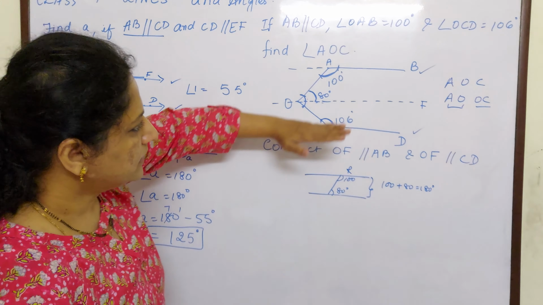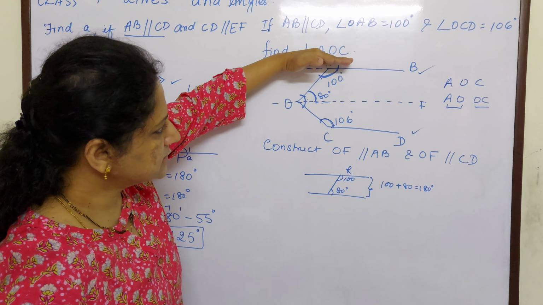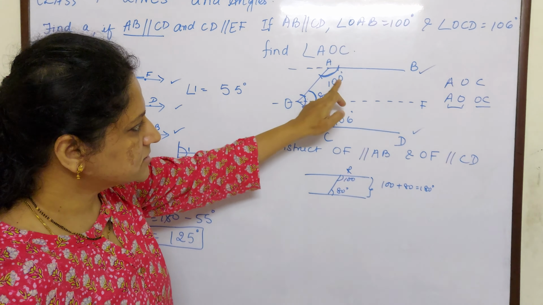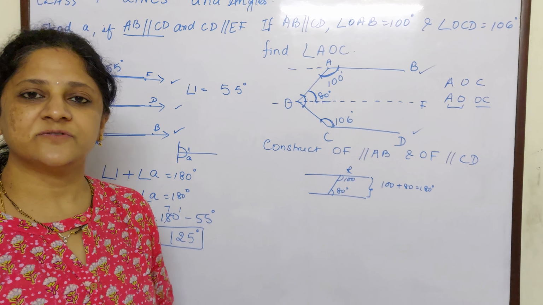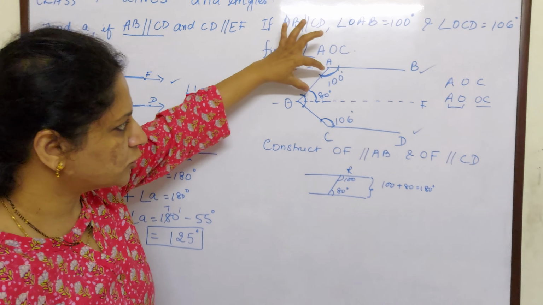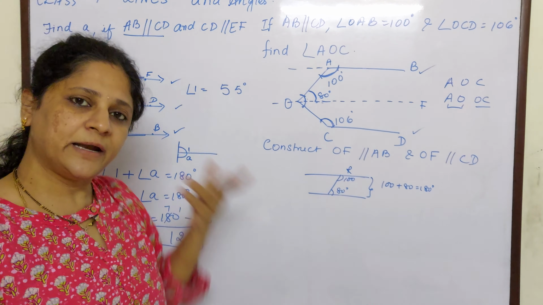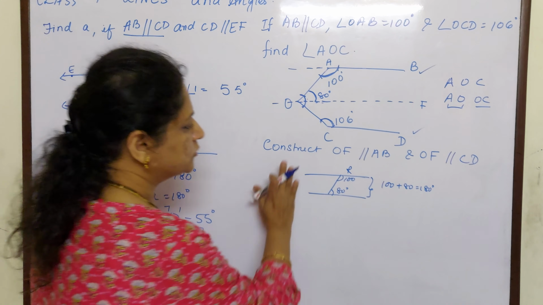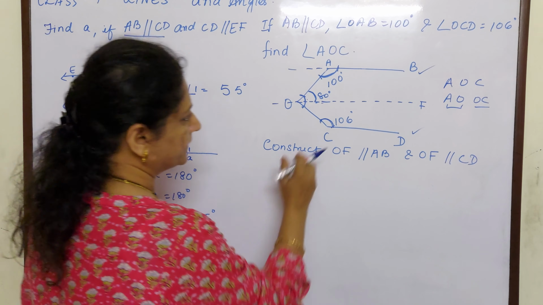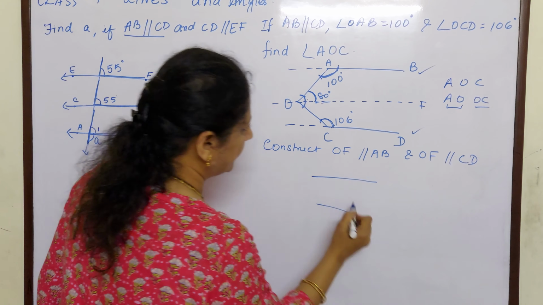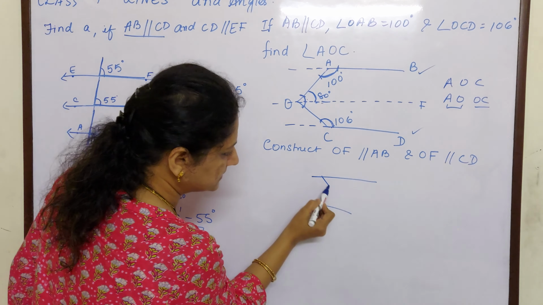You understood how? This is parallel to this. This is the transversal, and interior angles on the same side of the transversal are supplementary. That means if we add these two, 180 should come. Here this is 100, so this will be 80. Now let us do the same thing down also. These two are parallel lines. And now this transversal OC is like this.